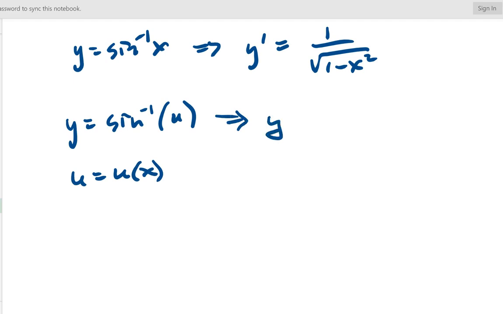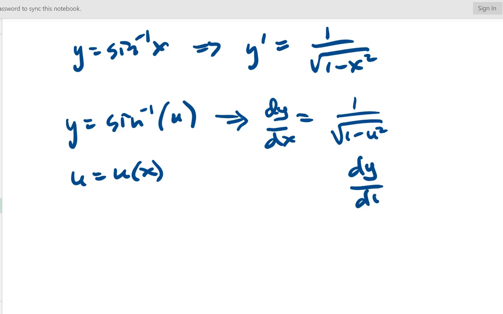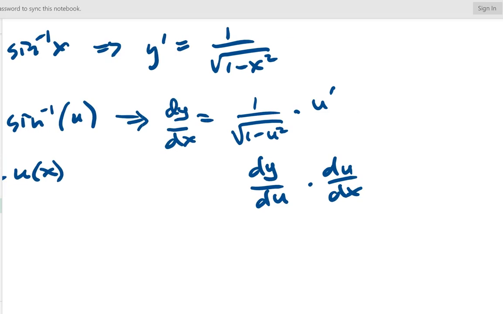So then y prime would be the derivative of the outside function times the derivative of the inside function. So 1 over the square root of 1 minus u squared. I'm just treating u like it's x, but then this is y prime, this is dy/dx. So I have to go through u, so this piece is dy/du, and then I have to multiply by du/dx, chain rule. So times du/dx, I'm going to write that as u prime. So in other words, this is equal to u prime over the square root of 1 minus u squared.